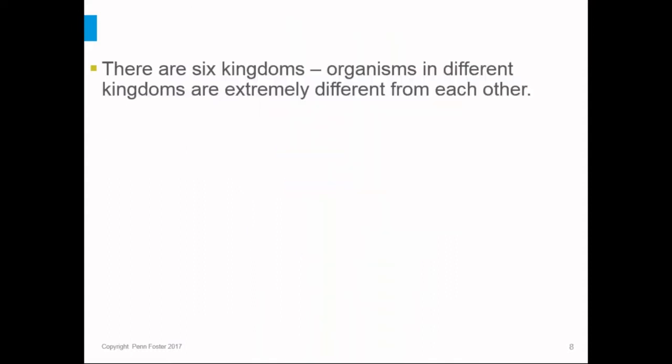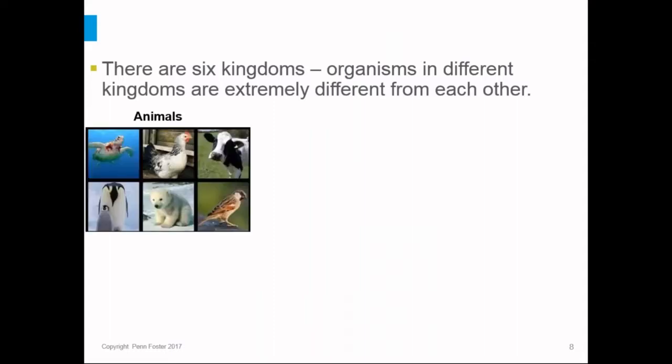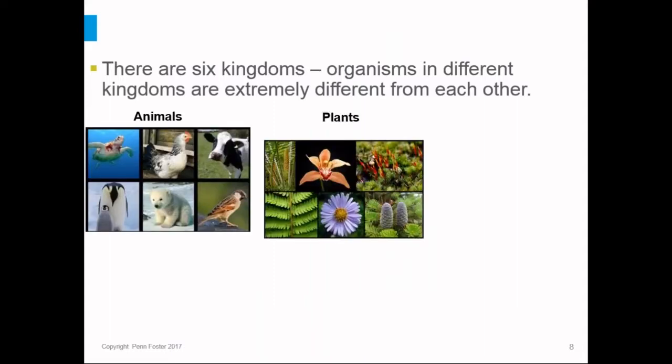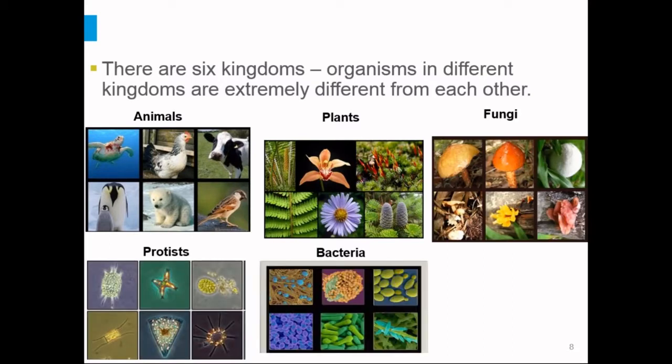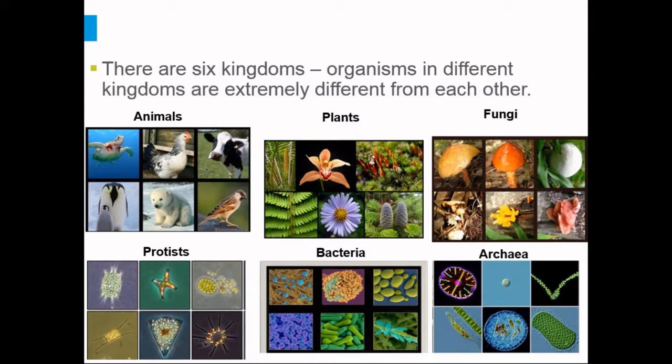And there are 6 kingdoms. The organisms in different kingdoms are extremely different from each other. Animals, plants, fungi, protists, bacteria, and archaea are the 6 kingdoms that make up all of life. So let's focus on the kingdom of animals for our examples of the other levels.